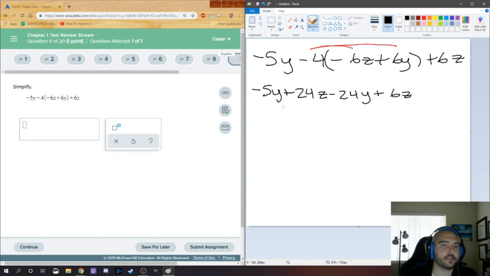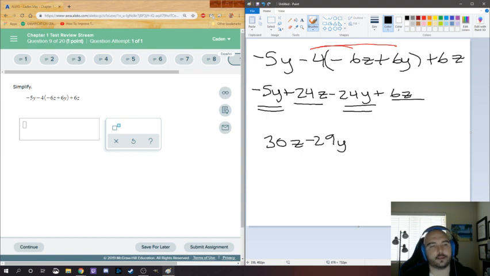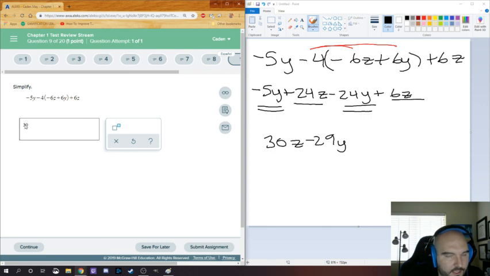Okay, now we got some like terms. We got z's and we got y's. I don't think the order matters, although I guess in alphabetical order it would be y before z. I'm going to do it reverse just to confirm if Alex counts it as right or not. So 24z and 6z is 30z. And negative 5 and negative 24 is negative 29y. I mean, it looks prettier this way, I ain't going to lie, but it's not in alphabetical order. I don't think it matters, honestly.